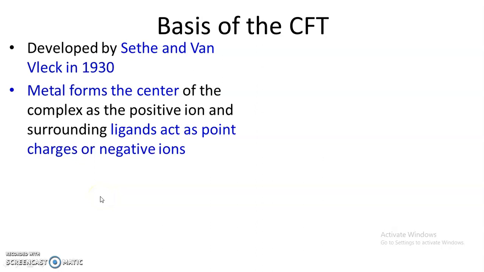And on the basis of crystal field theory, metal in a coordination complex forms the center of the complex as a positive ion, and surrounding ligands act as point charges or negative ions. Actually, in a coordination complex, the metal is at the center and the ligands are surrounding the metal. Okay, and what are ligands?